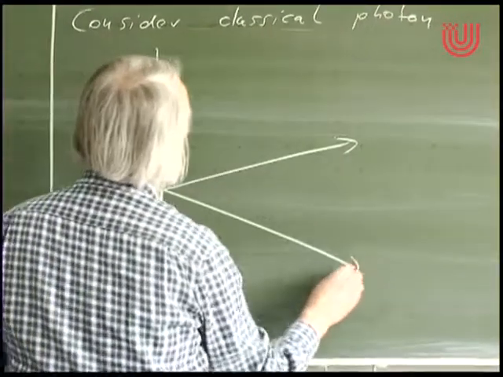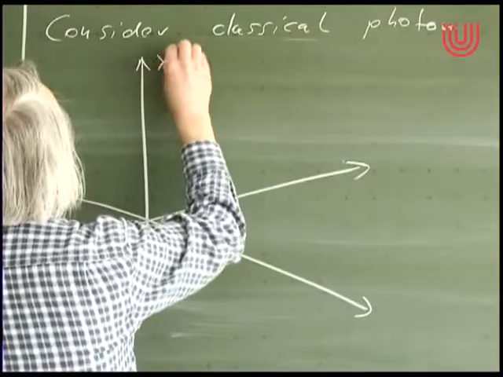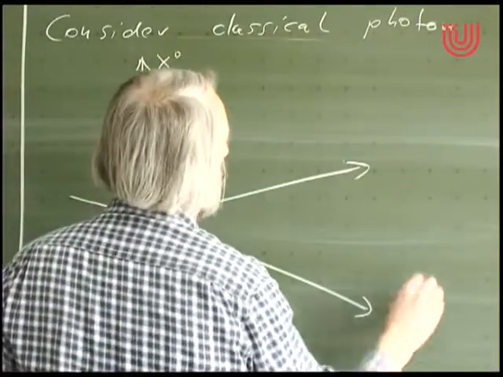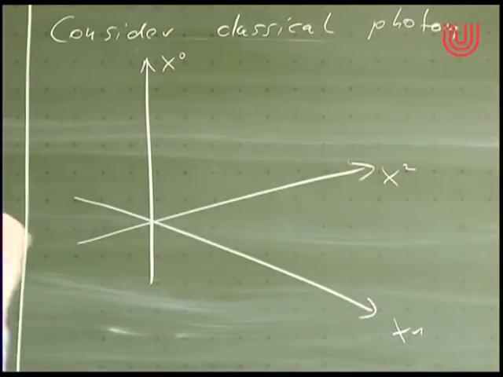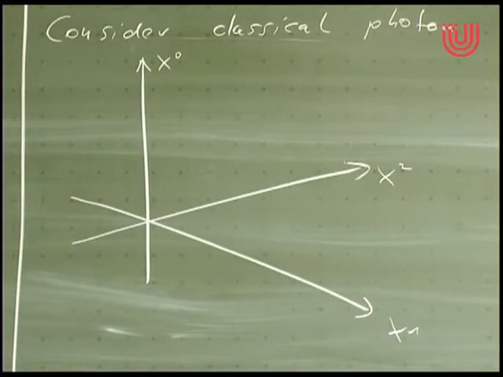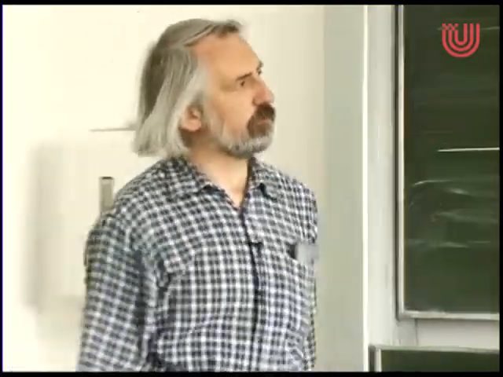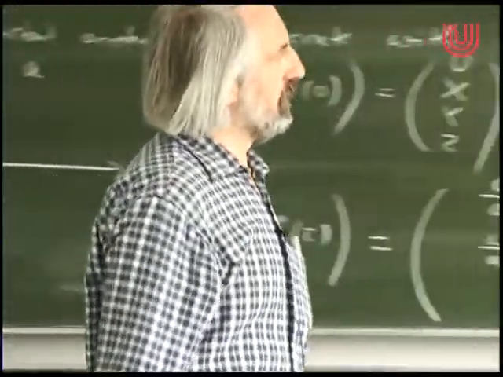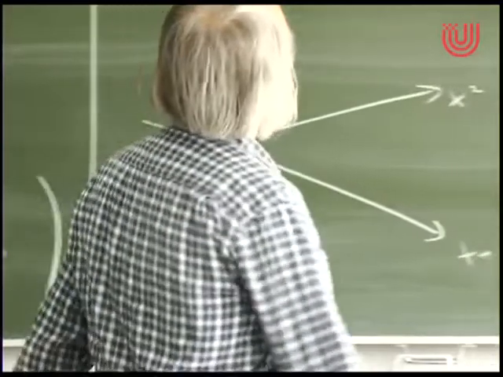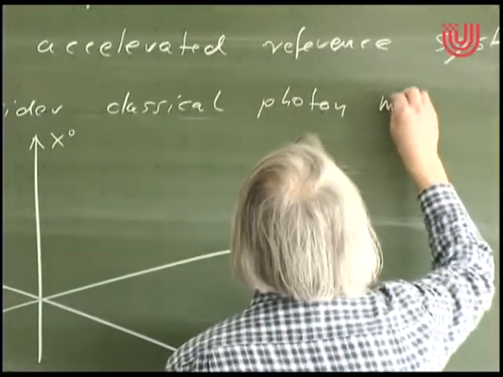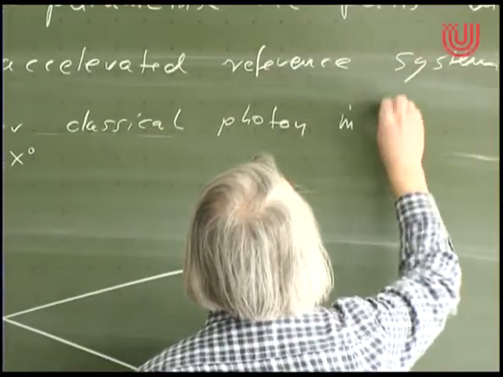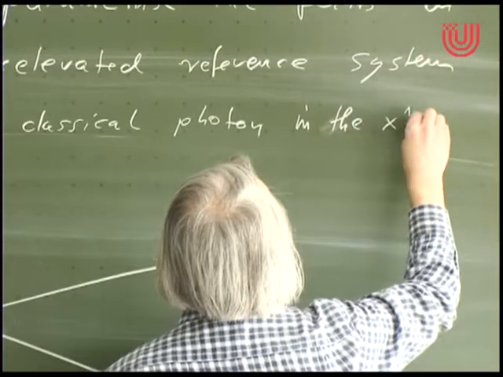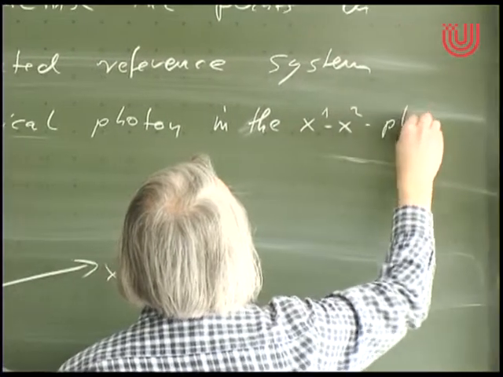I think now I need another dimension. So I have x0 here, I have x1 here, and I have x2 here. Of course, I don't want to restrict to the situation that the photon moves in the same direction in which the system is accelerated. I want to have it moving in a direction transverse to this. But it's no restriction to assume that it is in the x1, x2 plane.